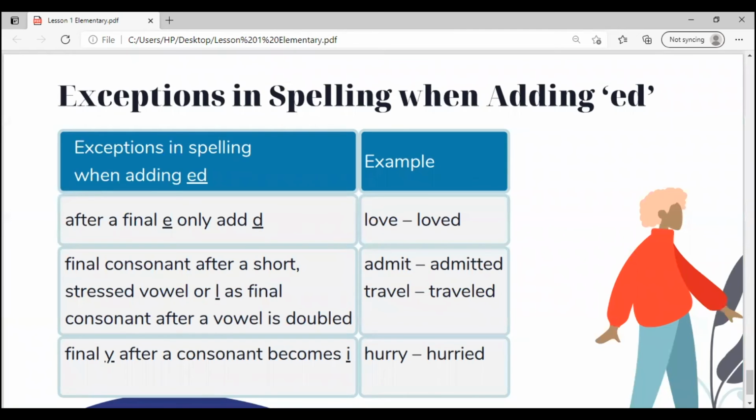Exceptions in spelling when adding ed. After a final e, only add d. For example, love becomes loved. Final consonant after a short, stressed vowel, or L as final consonant after a vowel, is doubled. For example, admit becomes admitted, and travel becomes traveled. Final Y after a consonant becomes I. Hurry becomes hurried.